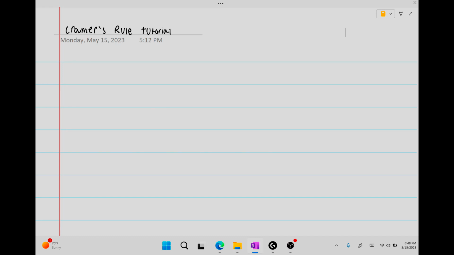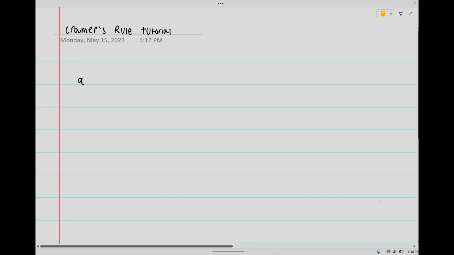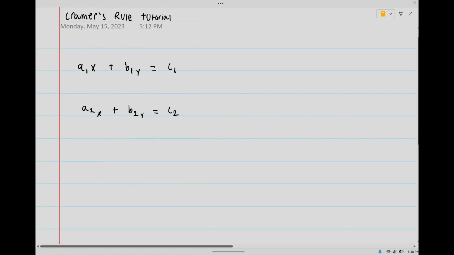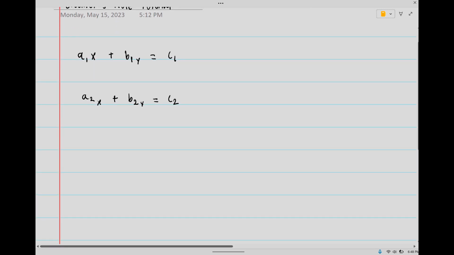So first we need to take a look at a system of linear equations in two variables. And I'll write it down. a1 x plus b1 y equals c1, and a2 x plus b2 y equals c2. So to use Cramer's rule to solve this system, we need to calculate determinants: the determinant of the coefficient matrix, the determinant of the x matrix, and the determinant of the y matrix.